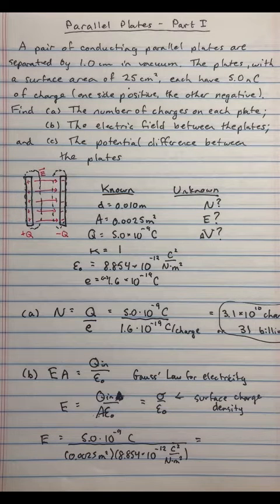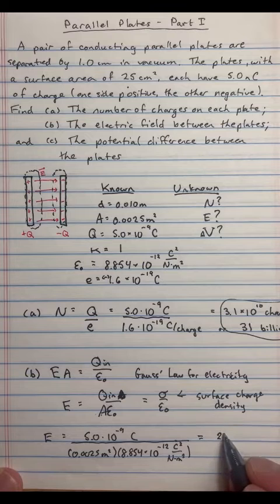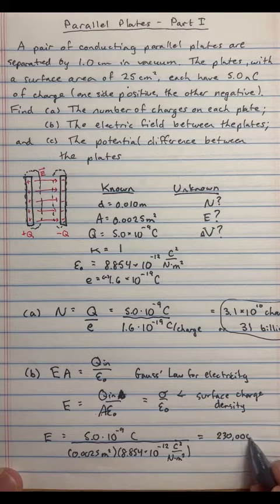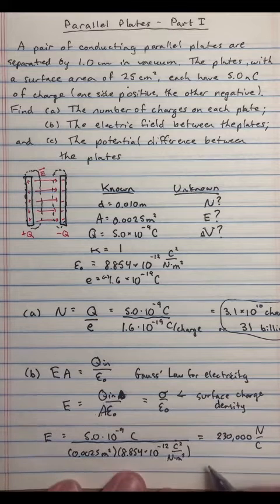And I'm back. It's the magic of pausing videos when you want to. And the number we come up with is roughly 230,000 newtons per coulomb, okay? Or if you prefer to write it this way, 2.3 times 10 to the 5th newtons per coulomb.